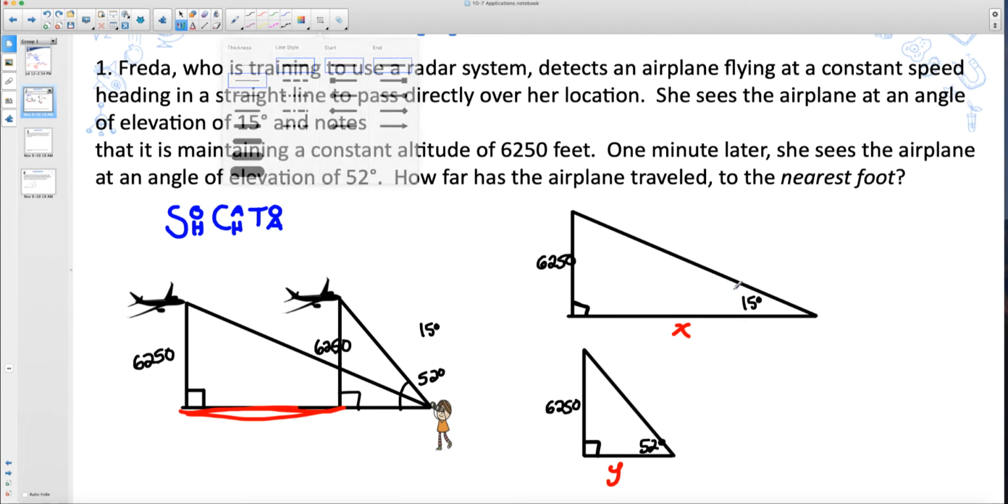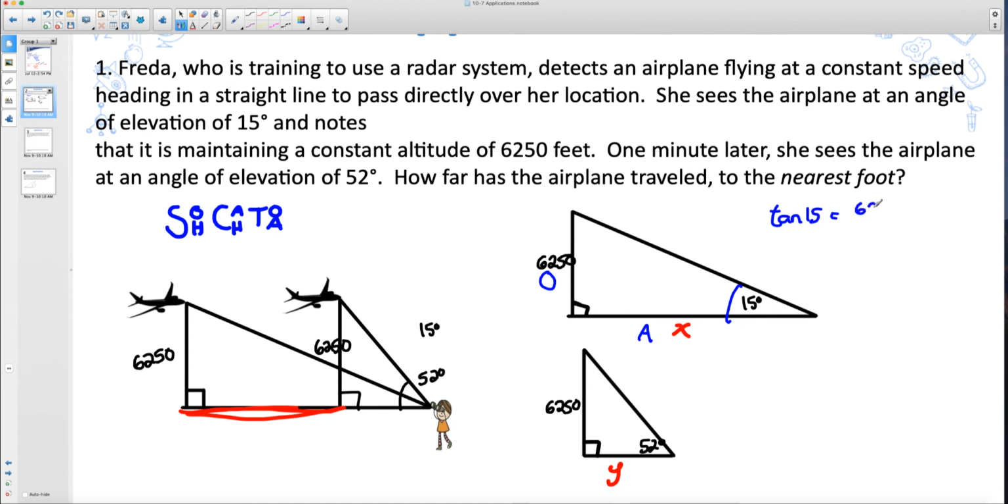So for our first triangle, we're looking from the perspective of this 15-degree angle. We have opposite and adjacent, so that's tangent. So I could say tan of 15 degrees equals opposite over adjacent. Put this over 1 and cross multiply. And we need to divide both sides by tan of 15. And now we head over to the calculator.